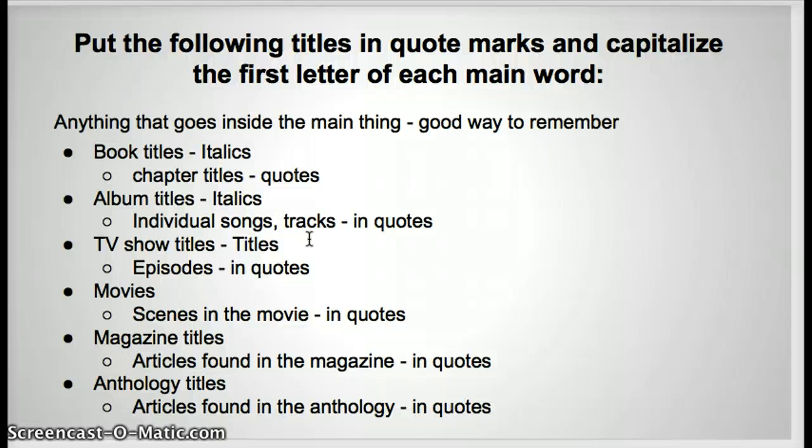So this should help you keep it separate. The big ticket items always are in italics. The smaller things that fall under that big ticket item, those things always go in quotes. And that is all for this little quick presentation. I hope that me talking you through these things helps you be able to make better adjustments in your citation form and presentation of things like titles.